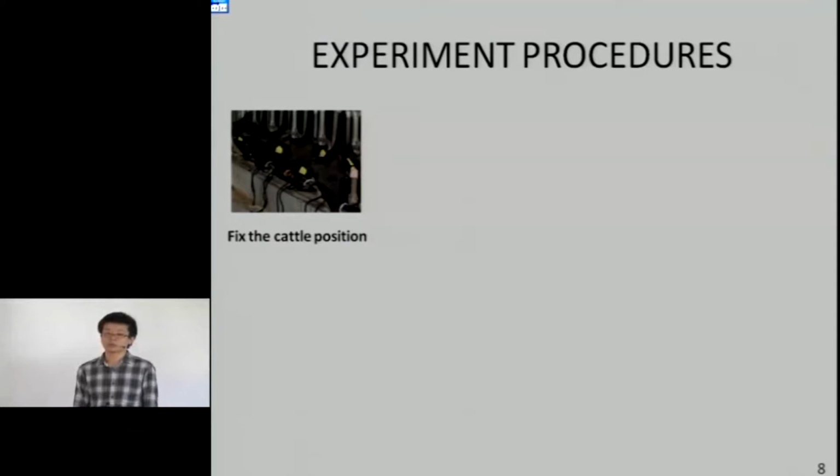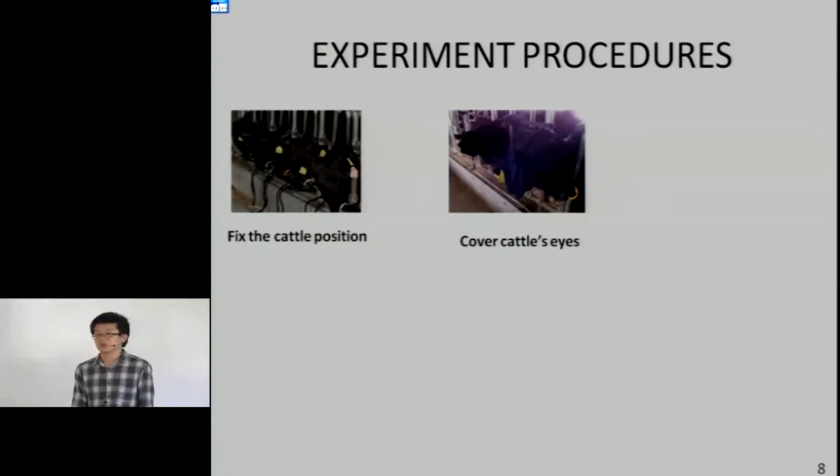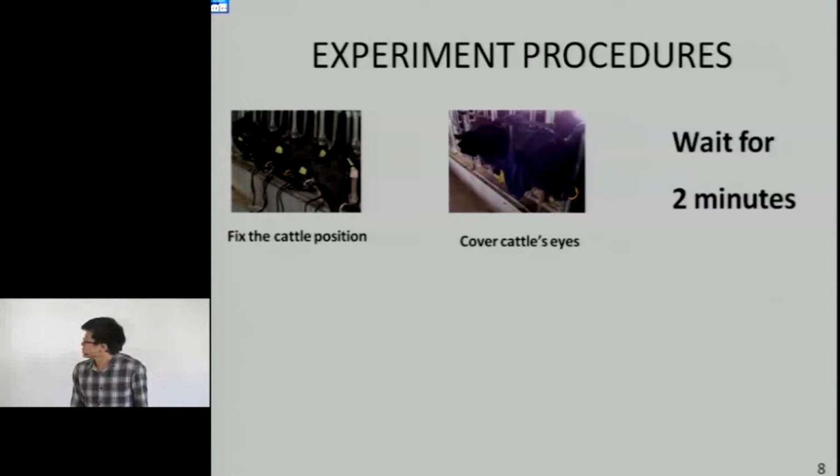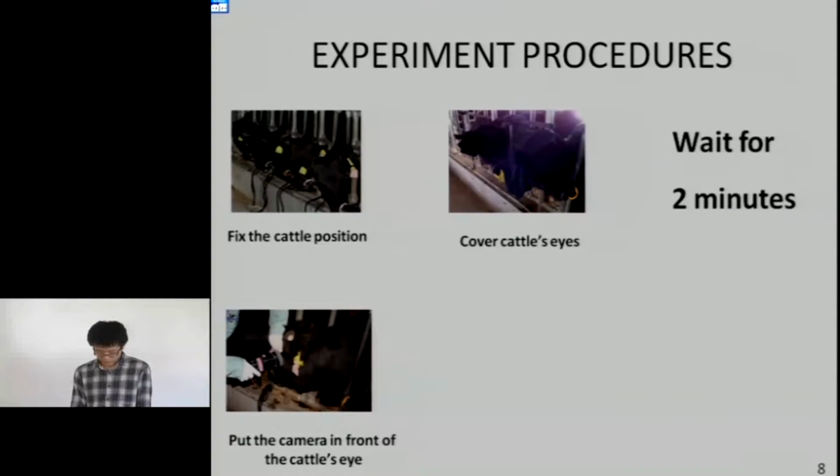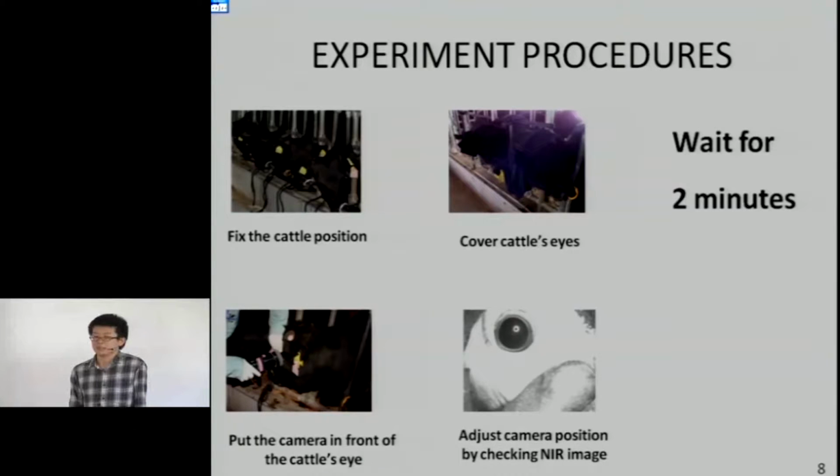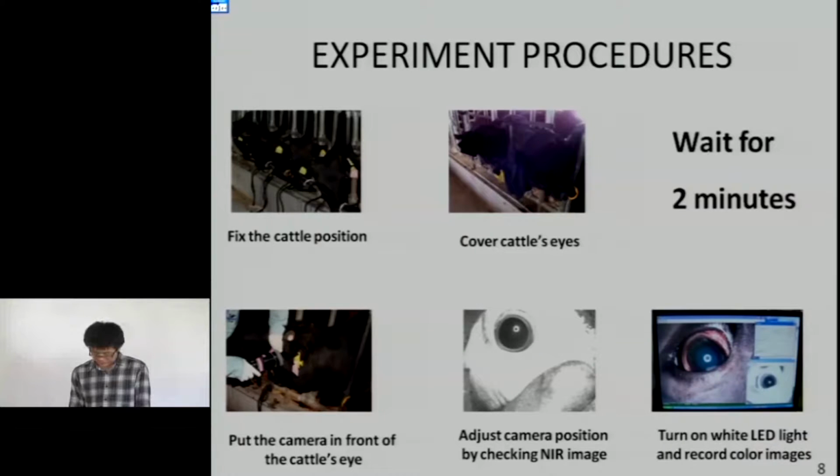The experiment procedure is shown here. First we fix the cattle's position, and then we cover the cattle's eye with a black cloth. Then wait for 2 minutes for the dilation of the pupil. And then we put the camera in front of the cattle's eye and adjust the camera position by checking the near-infrared image. At this time, the pupil will not shrink. And then turn on the white LED light and record the color images.